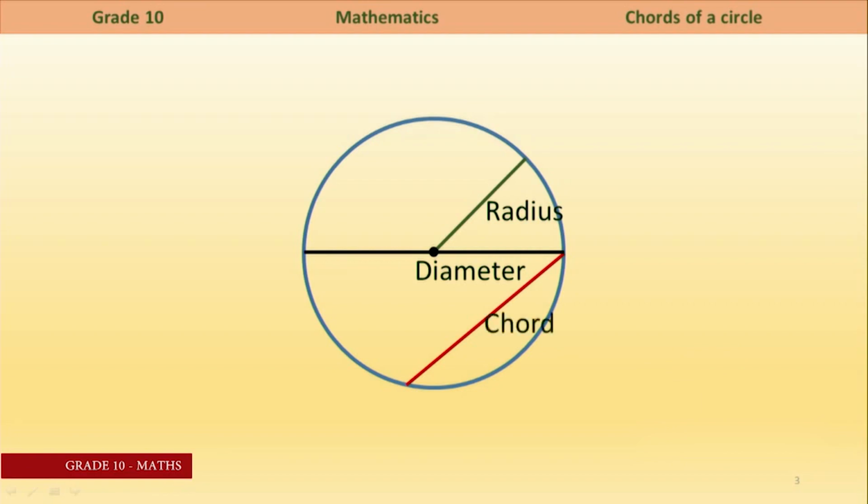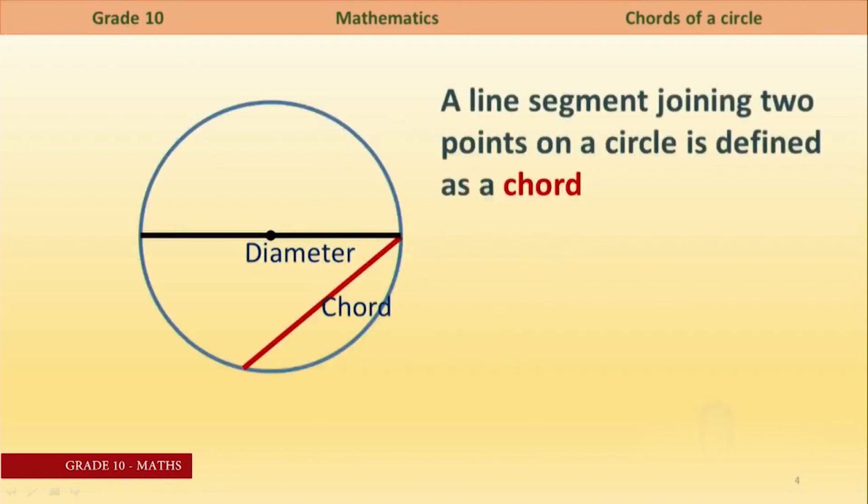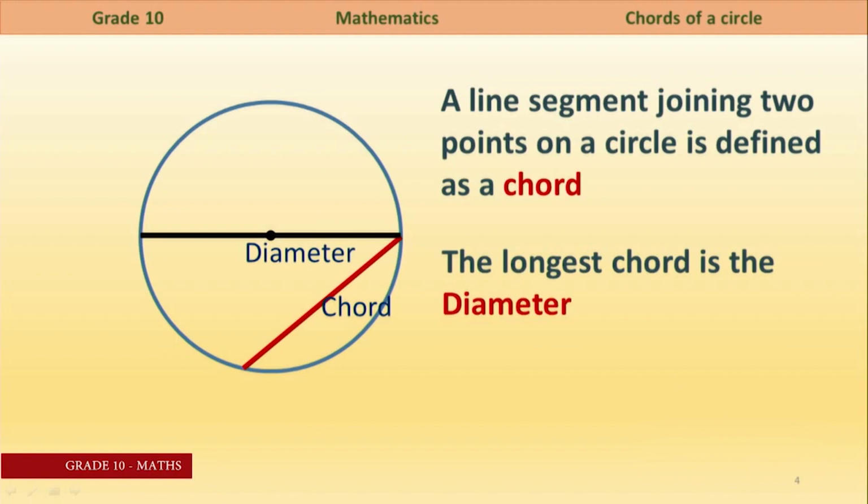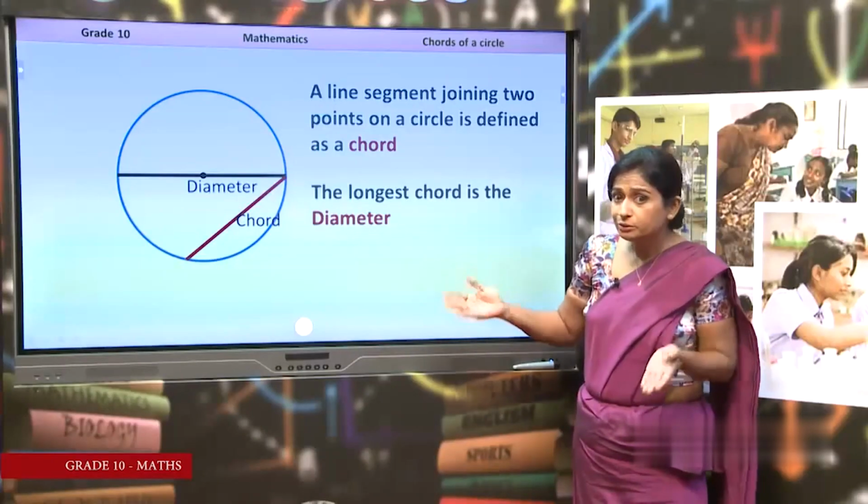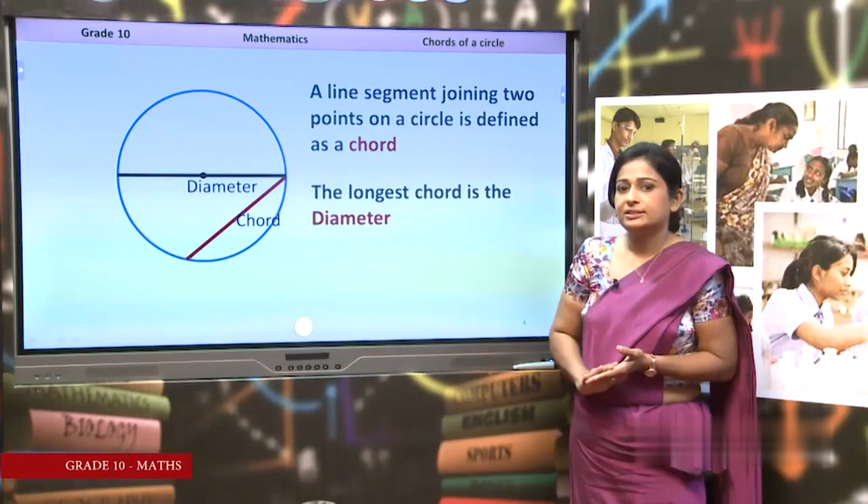So, how do you identify the chord? The line segment joining two points on a circle is defined as a chord. So, what's the diameter? Diameter is also a chord, that is the longest chord. Diameter is going through the center of the circle.